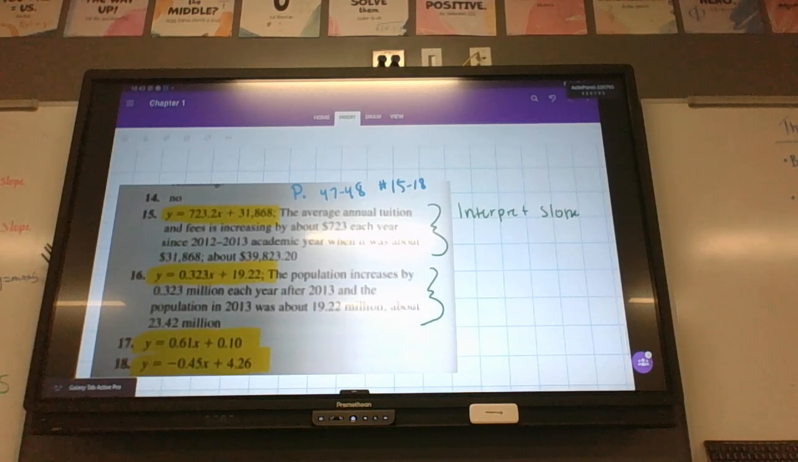So 2026, is that when some of you guys will graduate in 2026? It'll tell you what the population is. So the population will be 23 million people just in Florida.